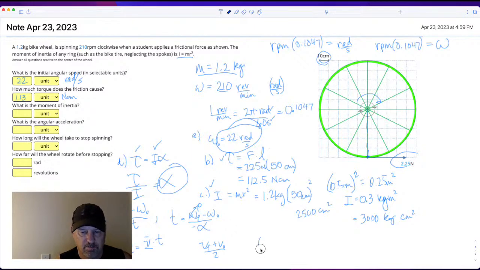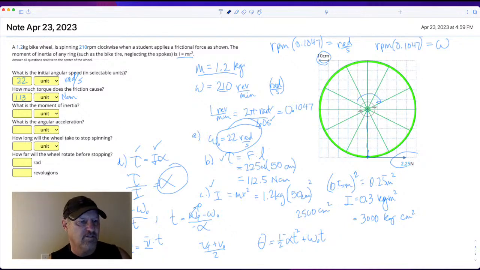Or if you had to work it all the way, both of these should work, it's 1/2 alpha t squared plus omega initial t. Remembering that alpha is negative, so this is a negative value, and this is a positive value, 22 times the time that you got back here. And that would set you up for theta. So one of those two.